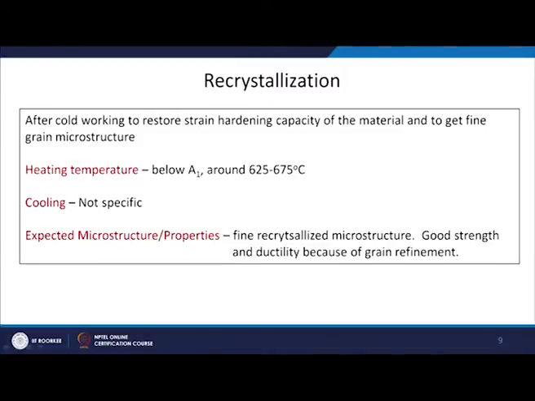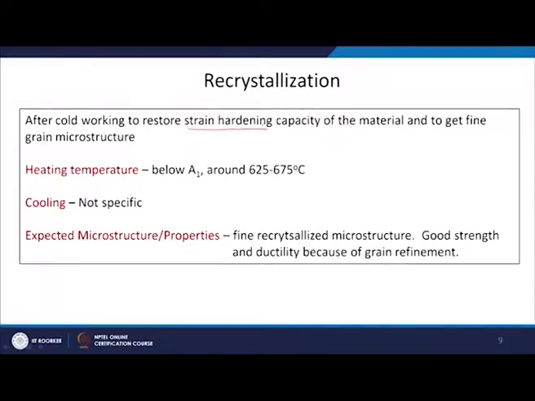There will not be any significant change in microstructure; stresses will be relieved and properties will be restored as they were before a particular operation. So, whatever properties were there before cold working, machining or welding will be restored by this stress relieving. Then there is another process called recrystallization. Again, you will understand more clearly when we go to mechanical properties. After cold working, to restore the strain hardening capacity of the material and to get a fine grain microstructure, this recrystallization treatment is given.